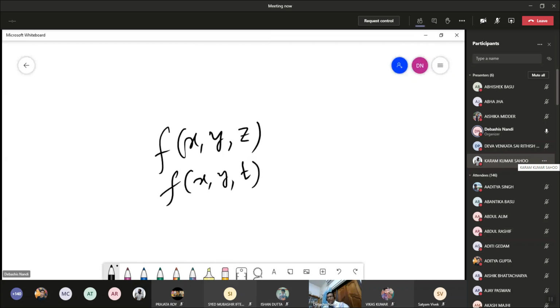Suppose t is the time, x, y is the spatial coordinate, and t is the time coordinate. That means it is a video signal. A 2-dimensional video is a 3-dimensional signal actually. Time t equals 1 is one frame, t equals 2 is another frame, t equals 3 is another frame. So time represents the frame. Similarly, for 3D video, it will be x, y, z, and t. So this is a 4-dimensional signal. These are the different types of signals.